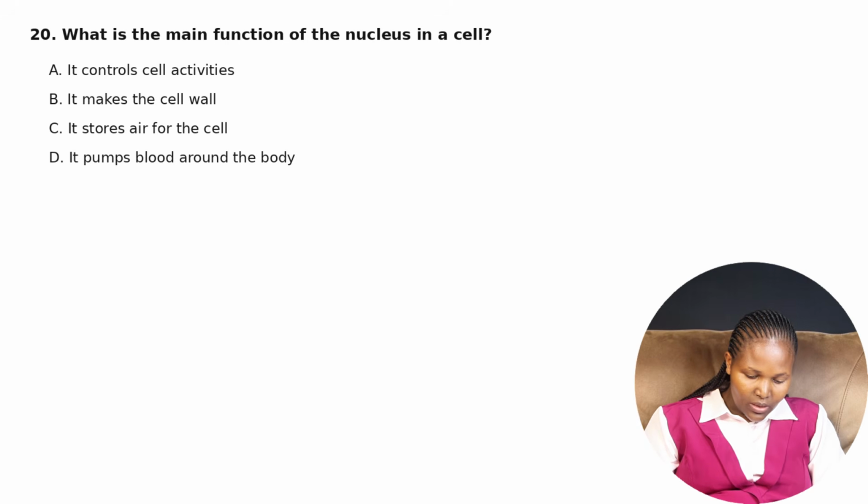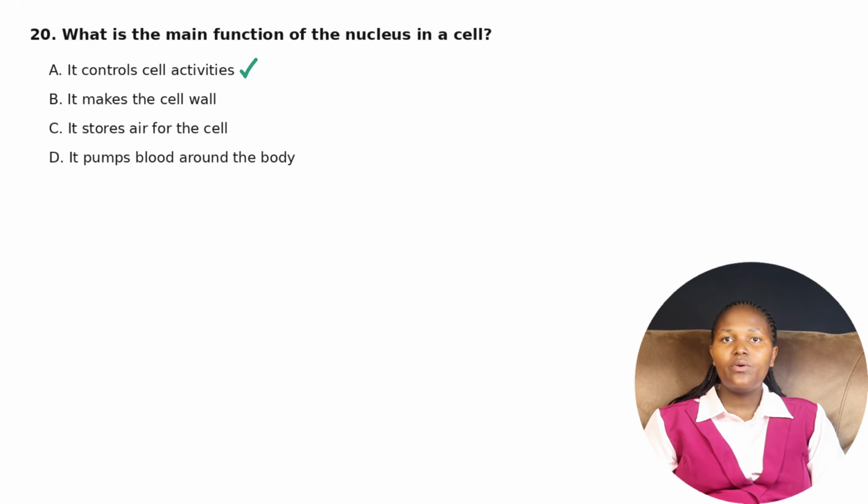And then now with that, let us go to question number 20. What is the main function of the nucleus in a cell? A. It controls cell activities. B. It makes the cell wall. C. It stores air for the cell. D. It pumps blood around the body. The correct answer is option A, that it controls cell activities, because the nucleus contains genetic material that acts as a control center for many cell processes. The cell wall does not come from the nucleus, and the nucleus does not store air or pump blood, so I am eliminating the other options.